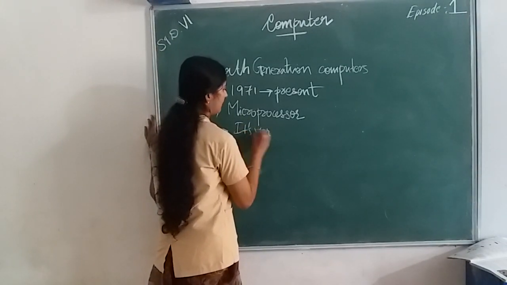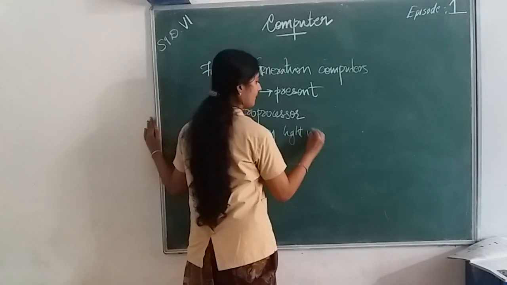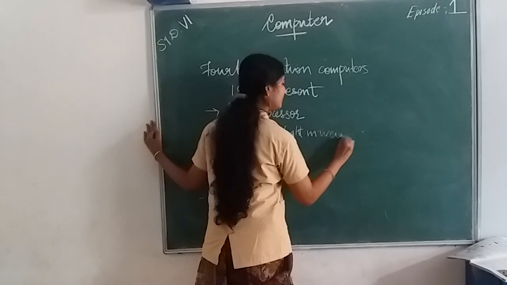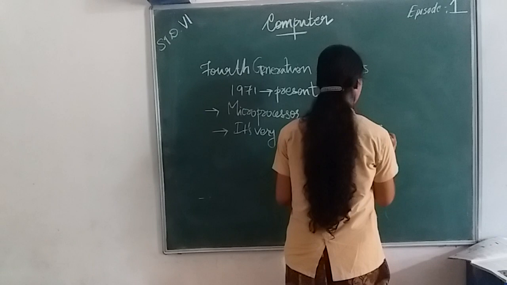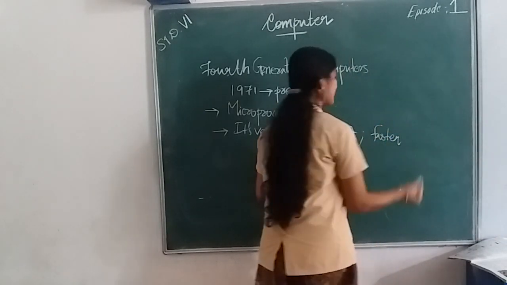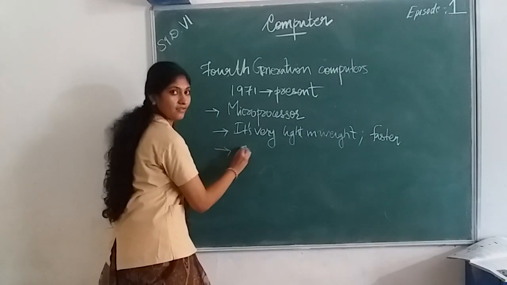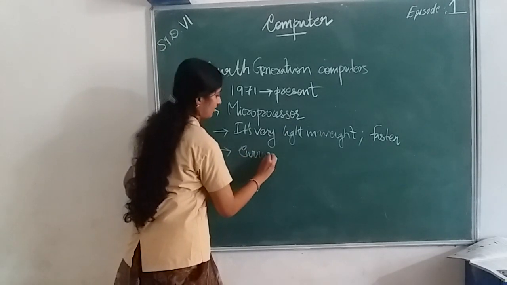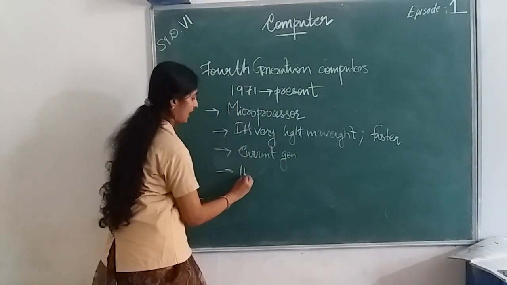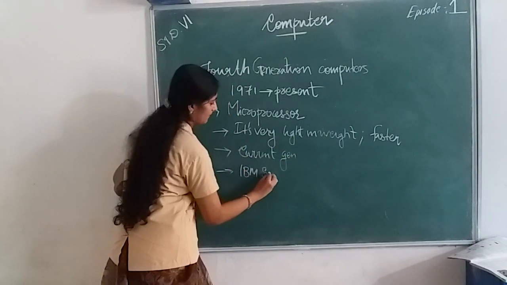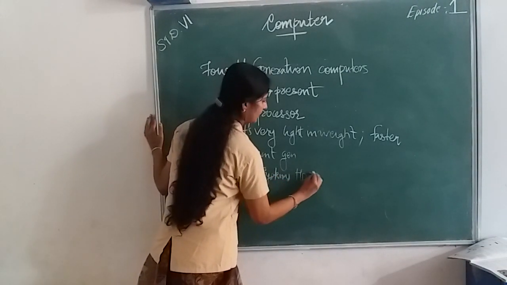Light in weight, very fast. Current generation is fourth generation. Example, IBM systems, then HP 3000.